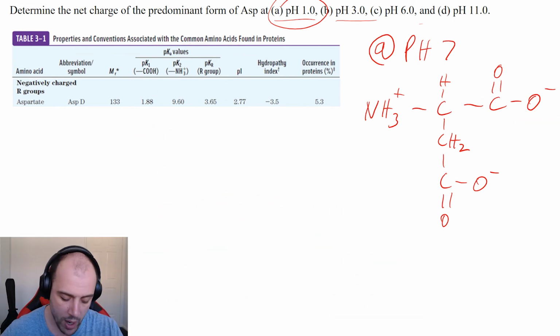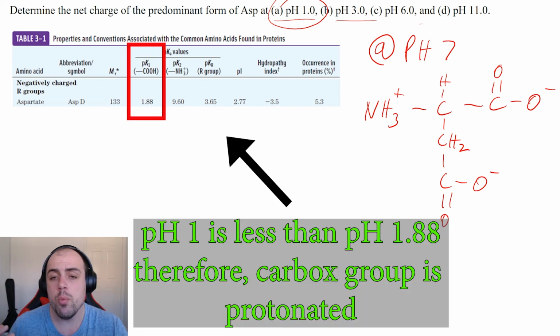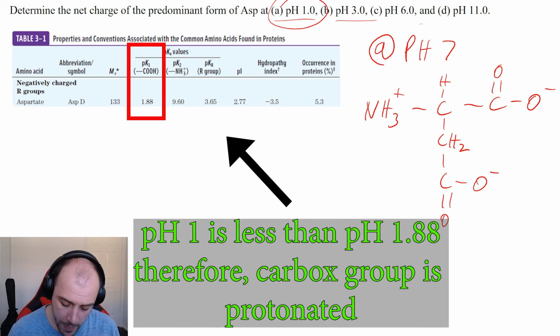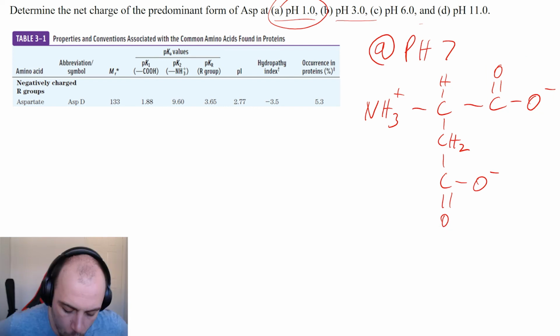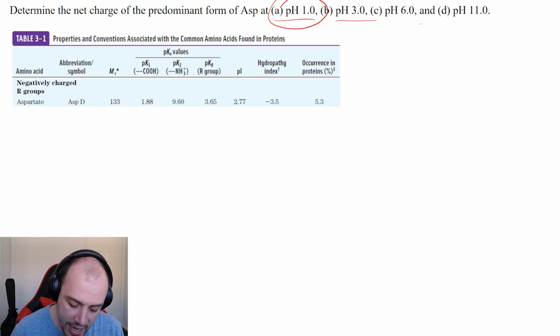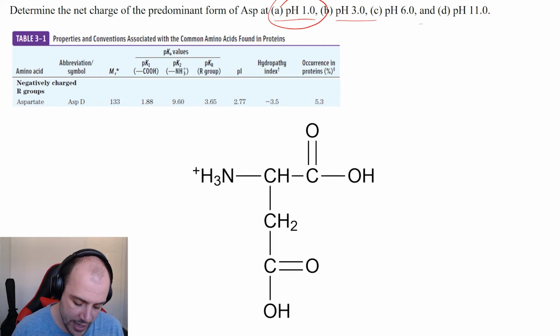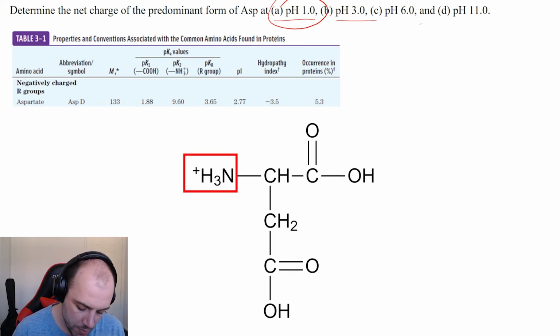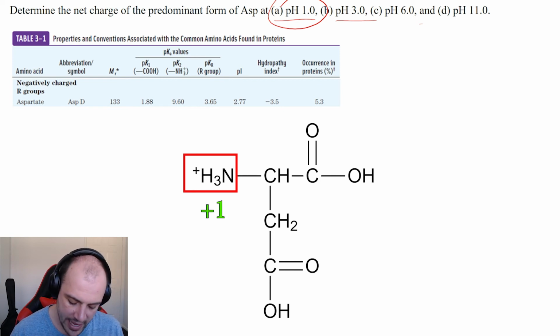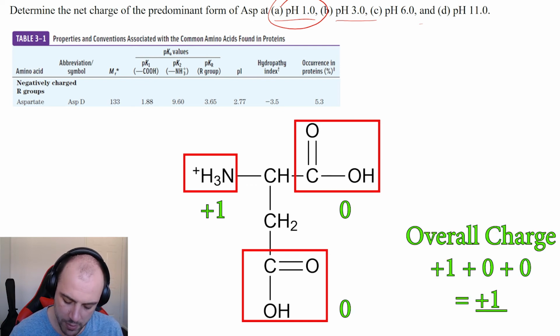So looking at a pH of 1, looking at our pKa values over here, it's going to be completely protonated. This means observing our 3 main groups, everything is going to be protonated. So reminding ourselves of the question, determine the net charge of the predominant form. What would be the net charge of aspartate at a pH of 1? Well, looking at our quaternary ammonium group here, this would be +1. Looking at our carboxylic acids, this would be neutral, which means that the overall charge is going to be +1.